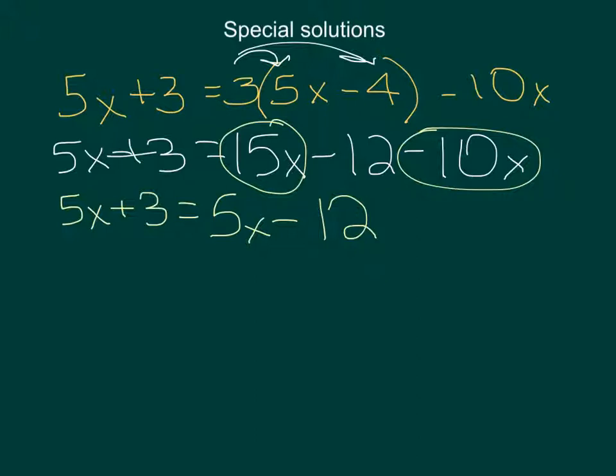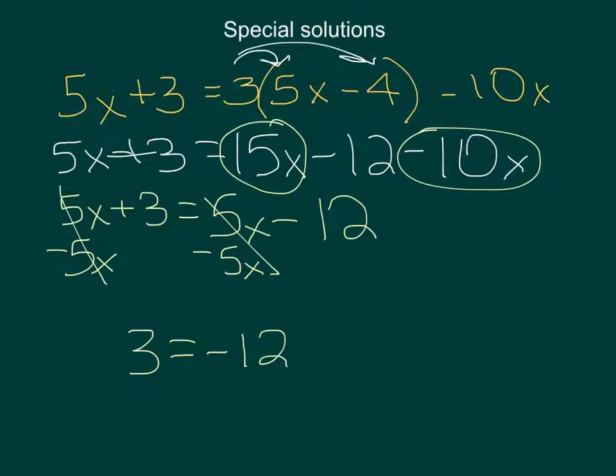So now if we want to get the variables together, we would say, well, we just subtract the 5x. Well, then we also subtract the 5x over here. So then that ends up with 3 equals negative 12. And we know that's not equal, so we put a not equal sign. And here you would just say no solution for your answer.